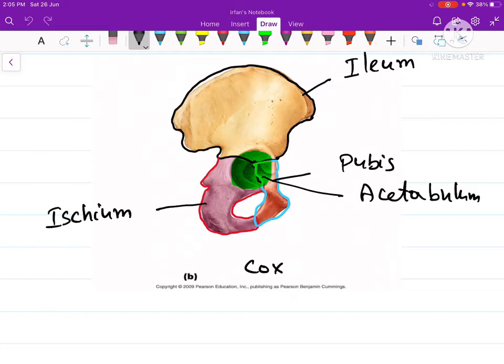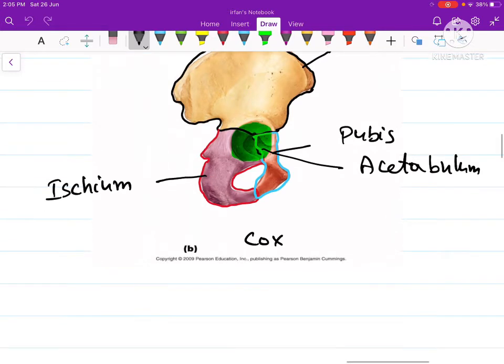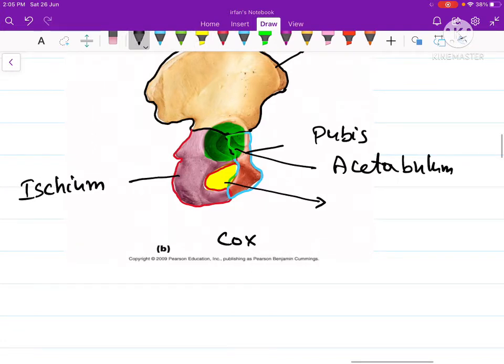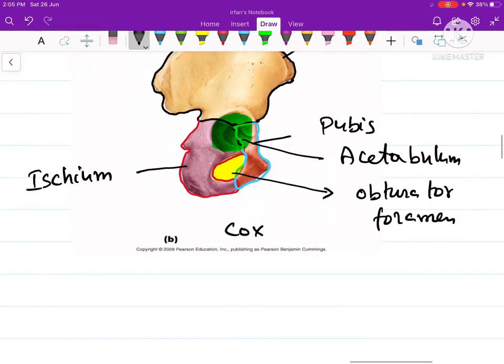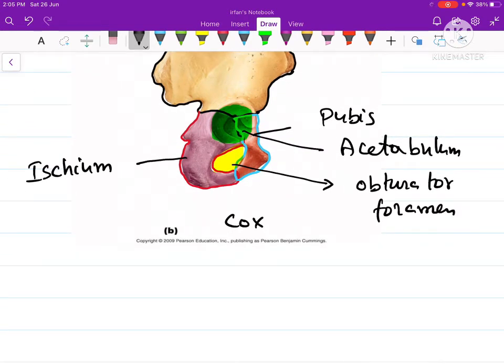Apart from the acetabulum, there is also a wide opening. This wide opening is called the obturator foramen. Each coxal bone also contains this wide opening, the obturator foramen. The obturator foramen is formed by only two bones.